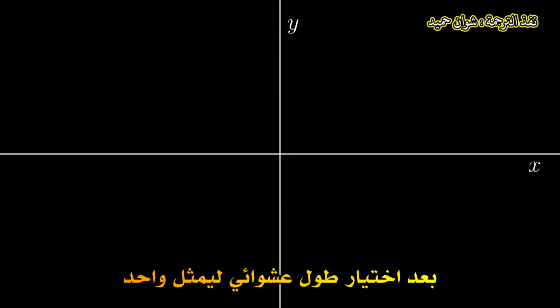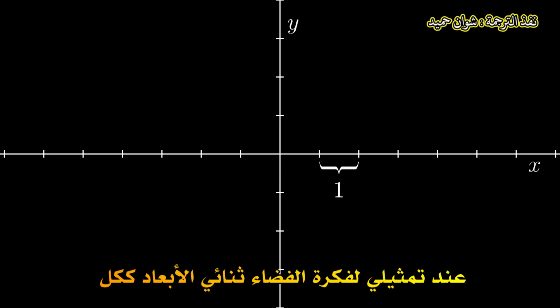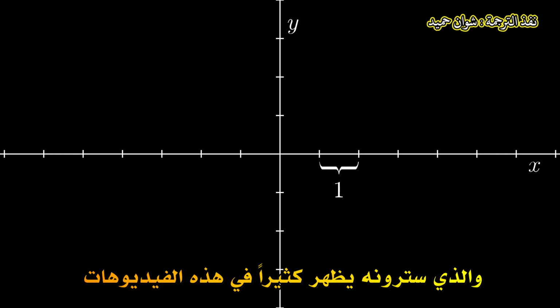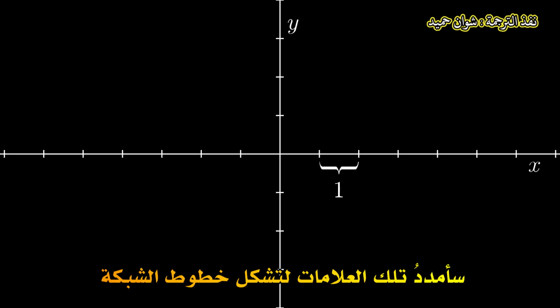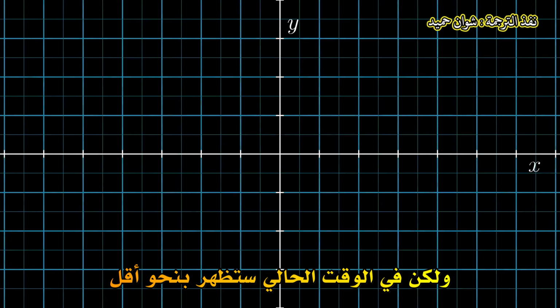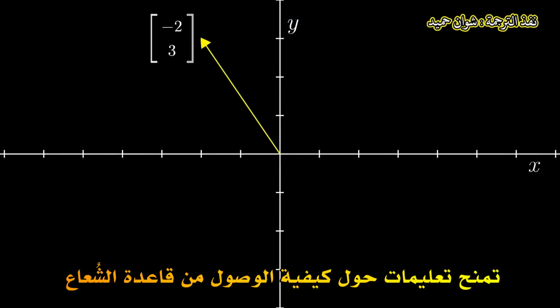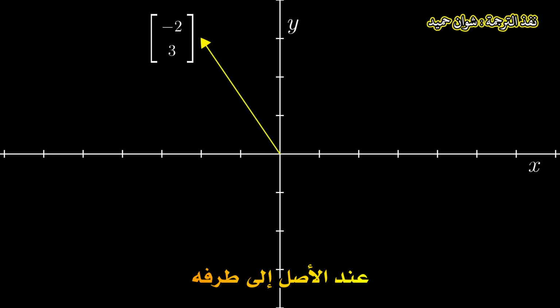After choosing an arbitrary length to represent 1, you make tick marks on each axis to represent this distance. When I want to convey the idea of 2D space as a whole, which you'll see comes up a lot in these videos, I'll extend these tick marks to make grid lines, but right now they'll actually get a little bit in the way. The coordinates of a vector is a pair of numbers that basically gives instructions for how to get from the tail of that vector at the origin to its tip.